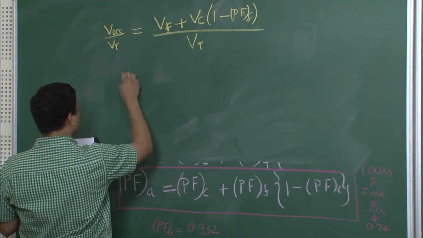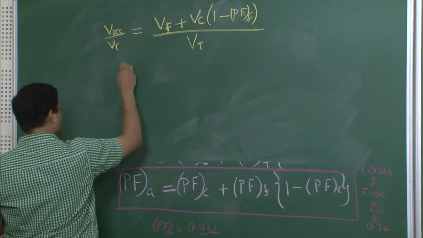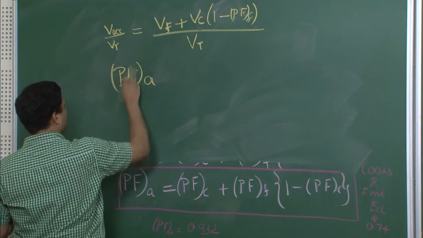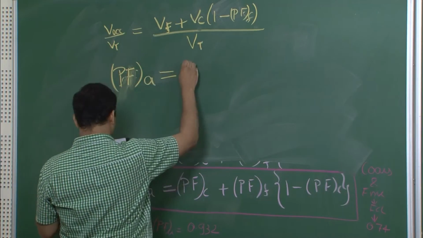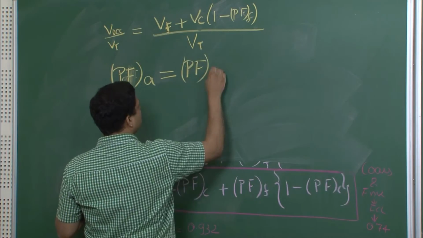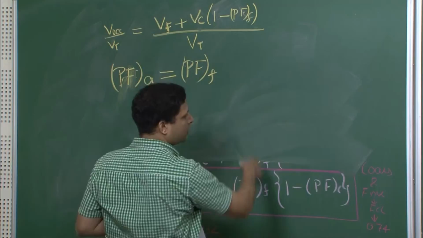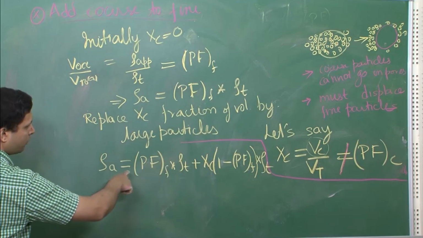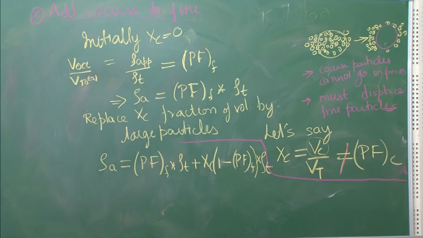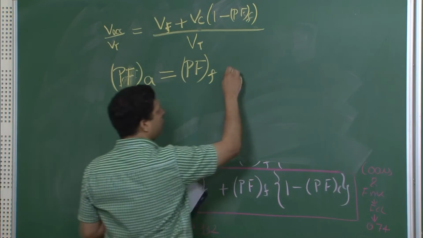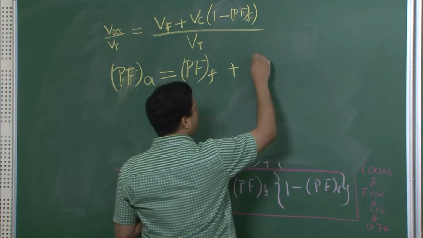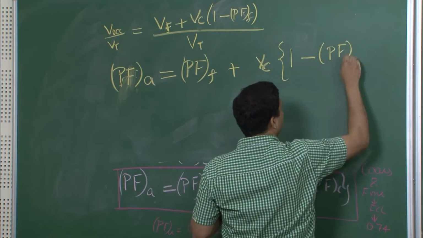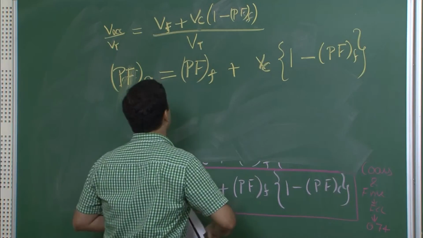So we can say that Pfa is equal to Pf fine. These two equations, as you can see, are the same. What we are doing is taking rho t to the denominator, because rho t is common on both of them, and we are left with rho a by rho t, which is equal to Pf apparent, and therefore this becomes Pfa plus Xc times 1 minus Pf fine.